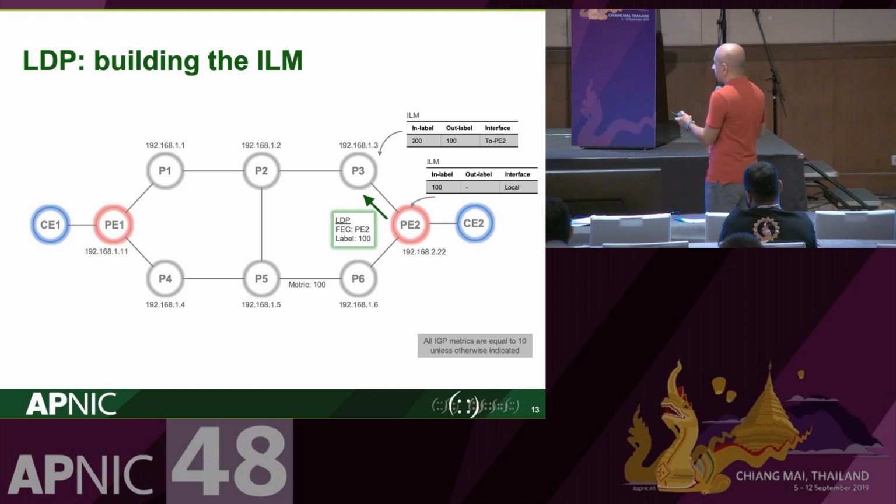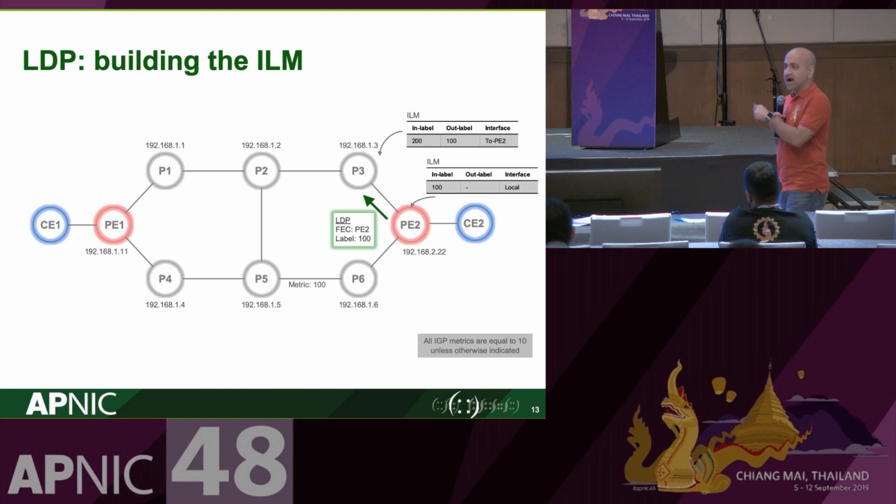P3 then makes an entry in its incoming label map. That entry says that if I have to send anything to PE2, I use an output label of 100. And I send it on this interface, the interface to PE2. But now, P3 has to allocate its own label as well, because that's how MPLS works. So it allocates a label of 200. It says, I will use the label 200 to refer to PE2.